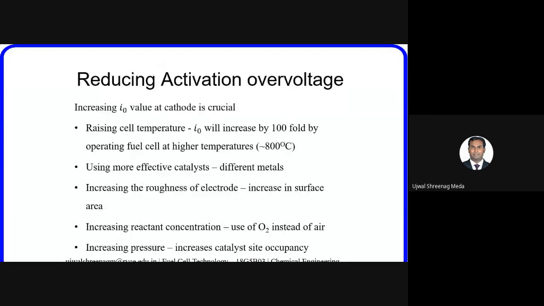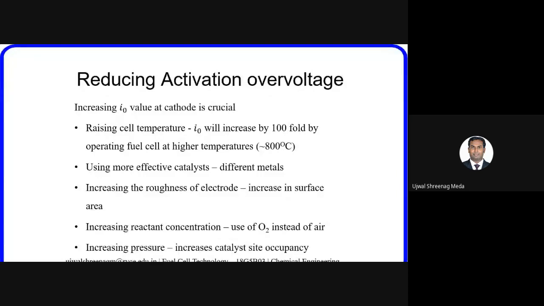How to bring down these activation losses? One way is increasing the I naught value at the cathode. How can this be done? One is operating the fuel cell at a higher temperature. By raising the cell temperature, I naught will significantly increase. If you compare the operation of a fuel cell at 100 degrees centigrade with that at 800 degrees centigrade, there will be at least a 100-fold increase in the I naught value.